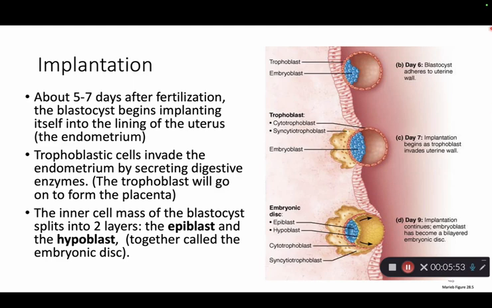And we can see this process here. We're seeing this blastocyst adhering to the uterine wall. We're seeing the trophoblast invading the uterine wall, and we're seeing the implantation continuing where the embryoblast has pretty much become a bilayered disc, and we've almost fully gotten within the uterine wall at this stage.